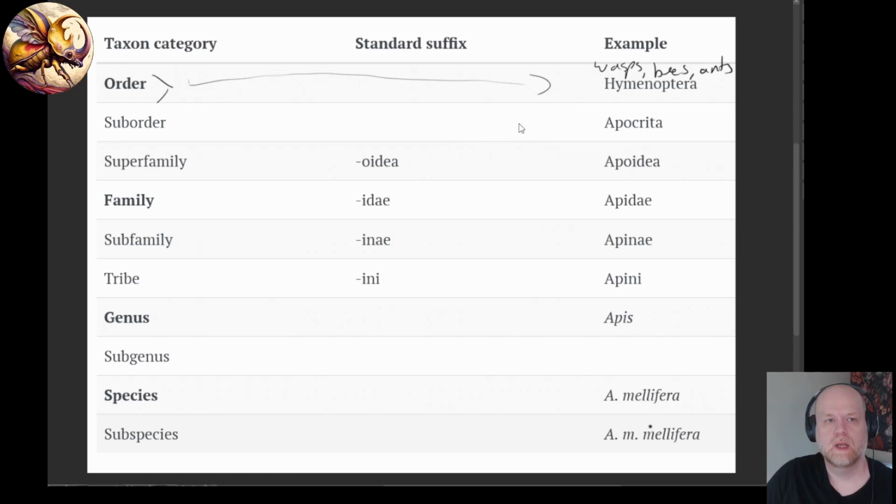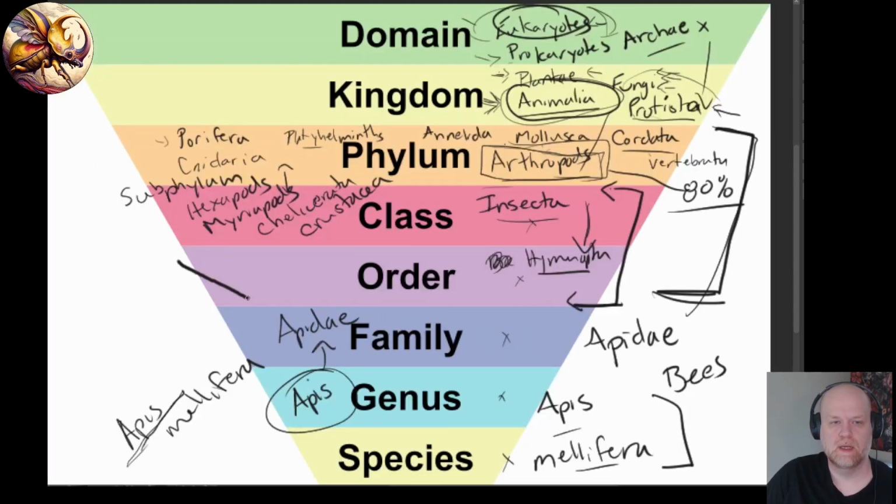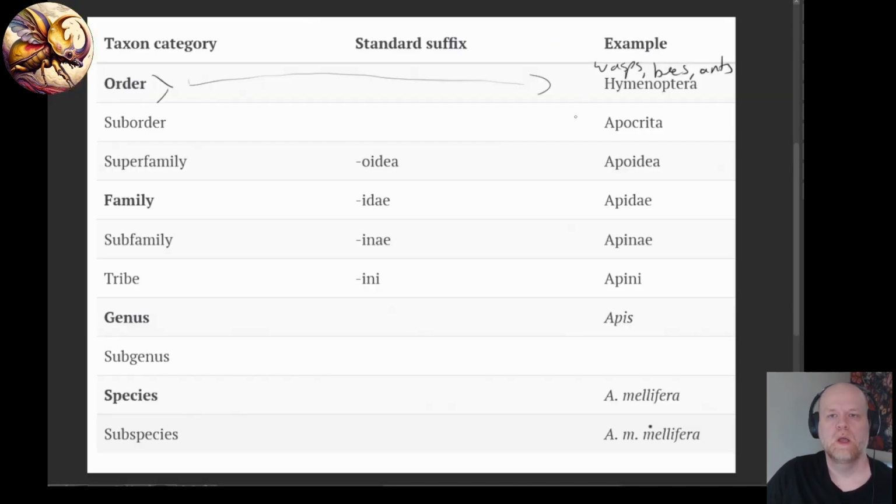So we are starting at this level here, order Hymenoptera. So it already assumes that we're talking about class Insecta, phylum Arthropoda, kingdom Animalia, and domain Eukaryota. And I realize that we're jumping around quite a bit, but I want to bring up why we're talking about the wasps and bees, starting with this example.